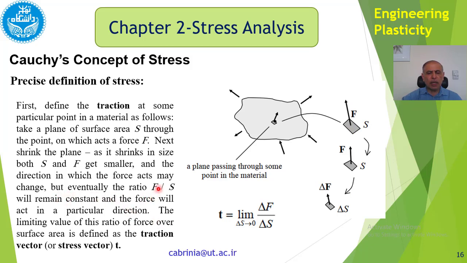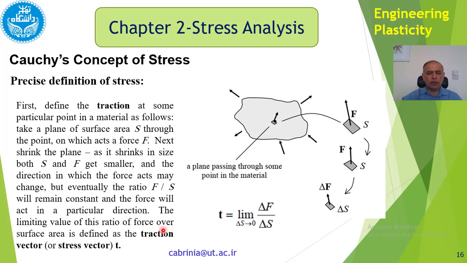But eventually, the ratio of F over S, delta F over delta S, will remain constant. It reaches such a small value that obviously their ratio is constant because we have kept the scale constant. I mean, not the scale, the relative scales of F and S, we have kept them constant. Now, it will remain constant and the force will act in a particular direction like that.